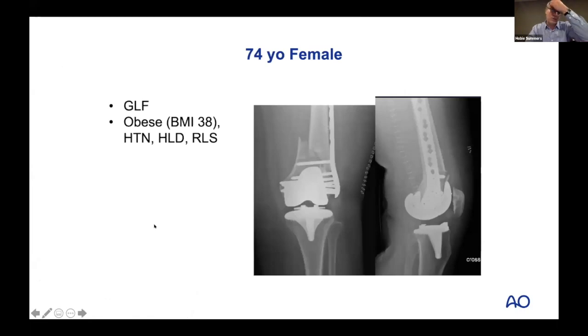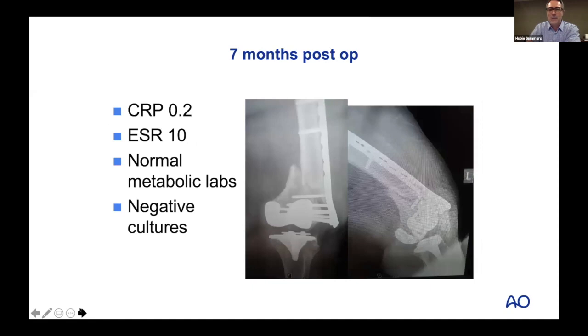So Justin, I think this is one of your cases. Ground level fall, obese, 74-year-old female, hypertension, hyperlipidemia, RLS. What's RLS, Justin? Yeah, restless legs, nothing crazy. Restless leg syndrome. How dreadful. Fixed like this. Here she is, 7 months post-op. Her C-reactive protein and SED rate looks good. She has normal metabolic labs and she has negative cultures. So you went in and did a little biopsy before treating this, or what'd you do? No, so we aspirated her knee. Yeah. And that was negative.